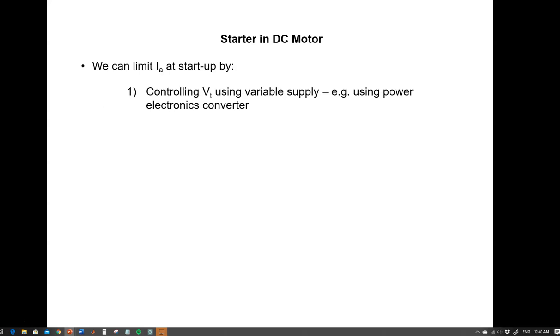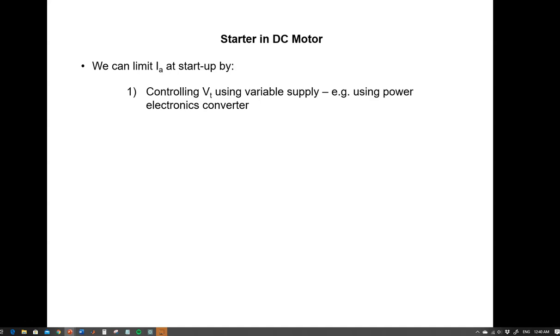The first is to control the terminal voltage VT using a variable power supply, for example using a power electronics converter. In order to limit the current, we need to increase the terminal voltage VT gradually from 0, which means that we are not applying a step voltage of 100 volts to the terminal, but rather we increase it gradually. As we increase it gradually, the back EMF voltage will build up as the speed builds up. Therefore, the current will not become very large at start-up.